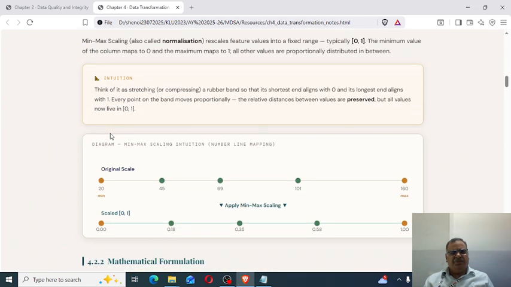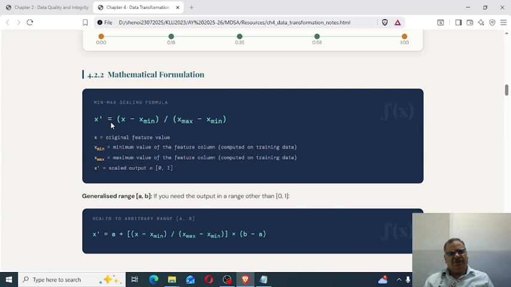So what is min-max scaling? Basically min-max scaling is also called normalization. It rescales the feature to a fixed range, typically 0 to 1. So x' is equal to (x minus x min) divided by (x max minus x min). This is the mathematical formula. When we want a generalized range other than 0 to 1, we have the starting element a plus the min-max ratio into (b minus a).